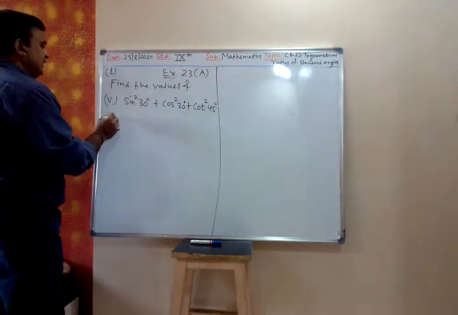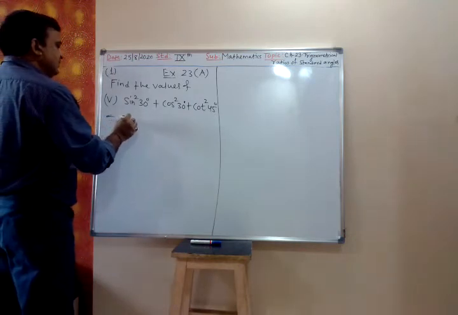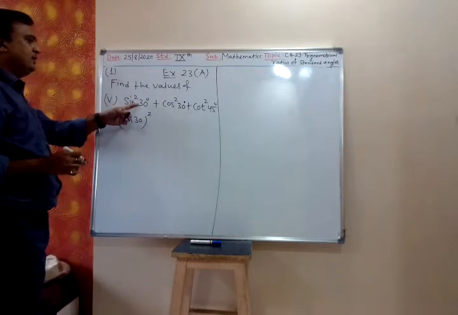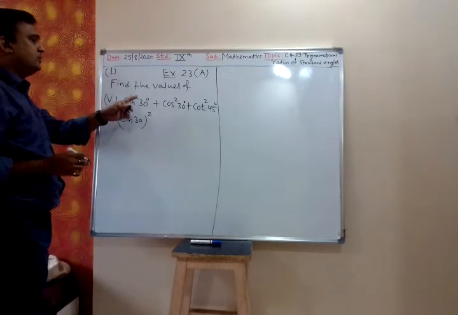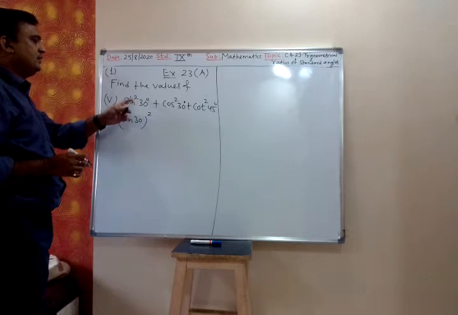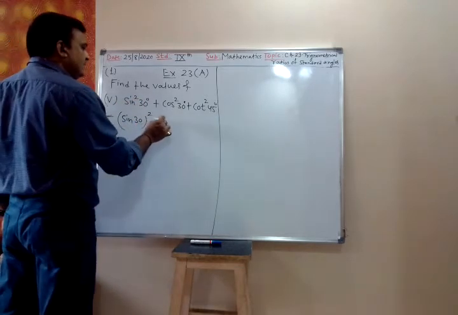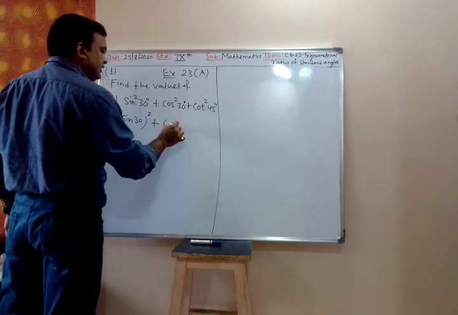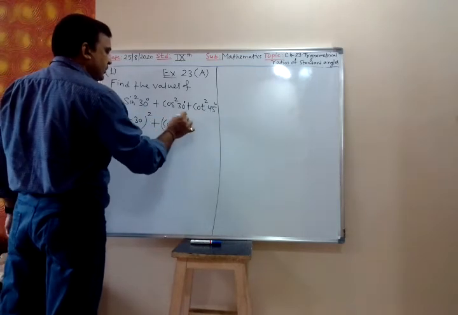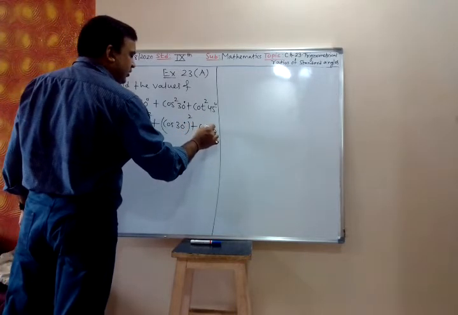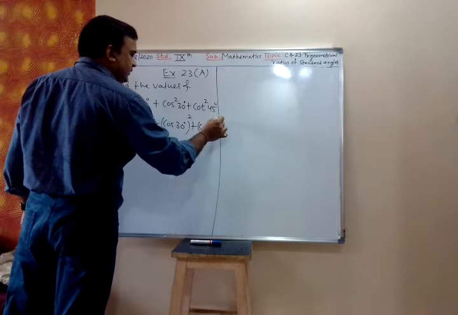So sine square 30 degree is nothing but sine 30 whole square. Remember, sine square 30 degree means sine 30 whole square. It is not the square of the angle. It is the square of the whole term, sine 30. Cos square 30 is nothing but cos 30 degree square. Cot square 45 degree is nothing but cot 45 degree square.